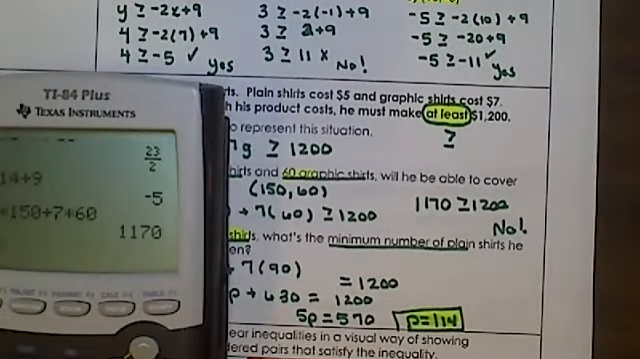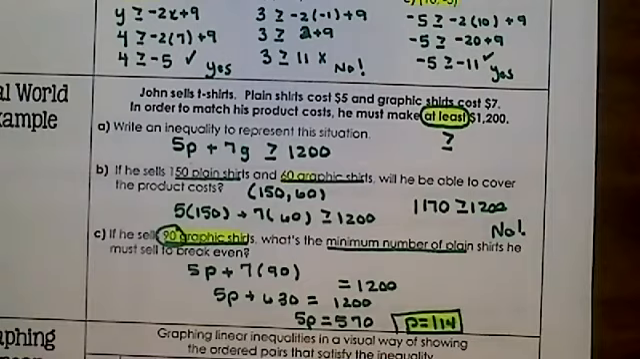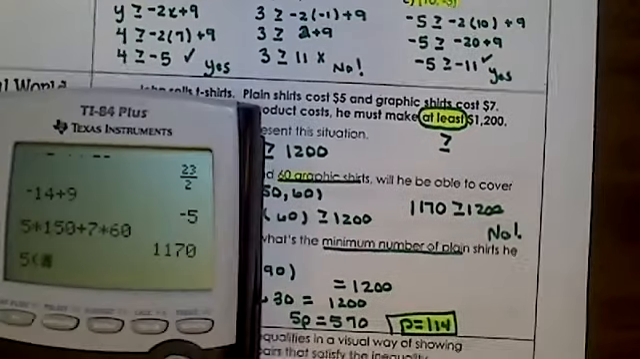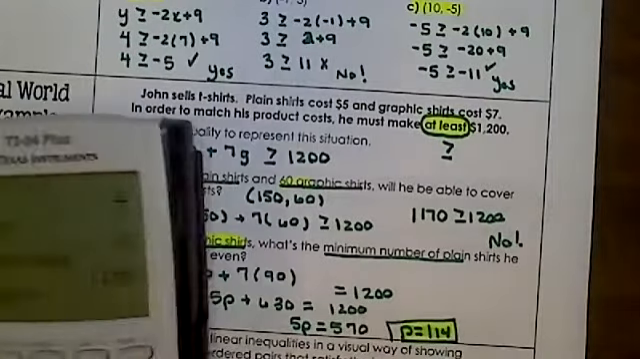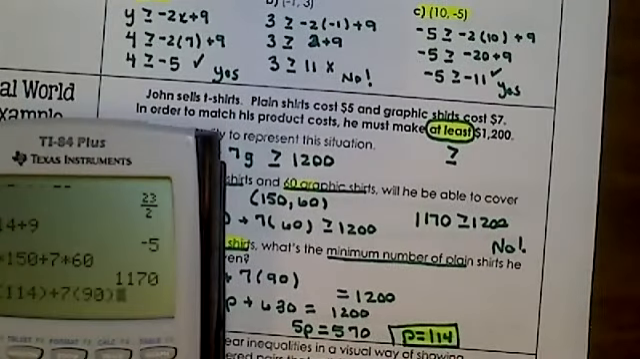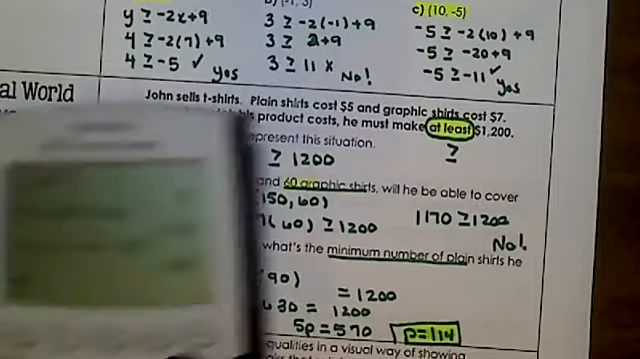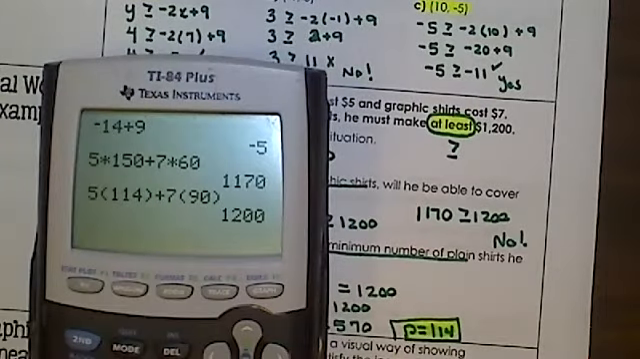So if we did 5 times the plain shirts we were selling, 114, plus 7 times 90, you see that gives us 1200, which is our break-even point.